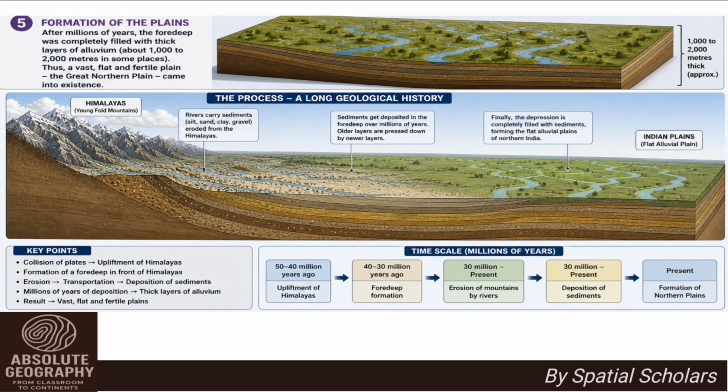These plains have mainly formed by the depositional work of the rivers Indus, Ganga and Brahmaputra and their tributaries. Even today, the process of deposition continues. In some places, the thickness of alluvial deposits is estimated to be nearly 2000 meters.